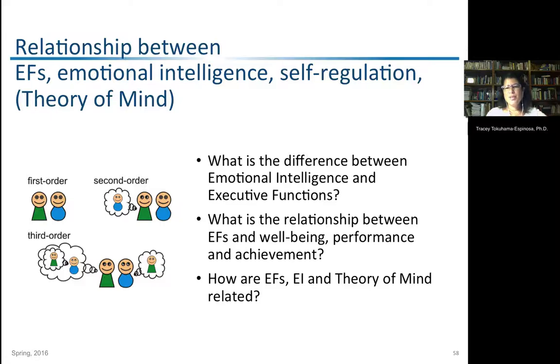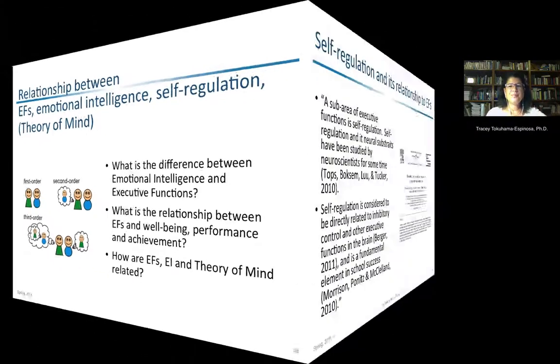What is the difference between emotional intelligence and executive functions if they both have to do with cognitive control and self-regulation? What is the relationship between executive functions and well-being, performance, and achievement? And how are executive functions, emotional intelligence, and theory of mind related? Are those concepts one and the same, or do they have crossover areas?